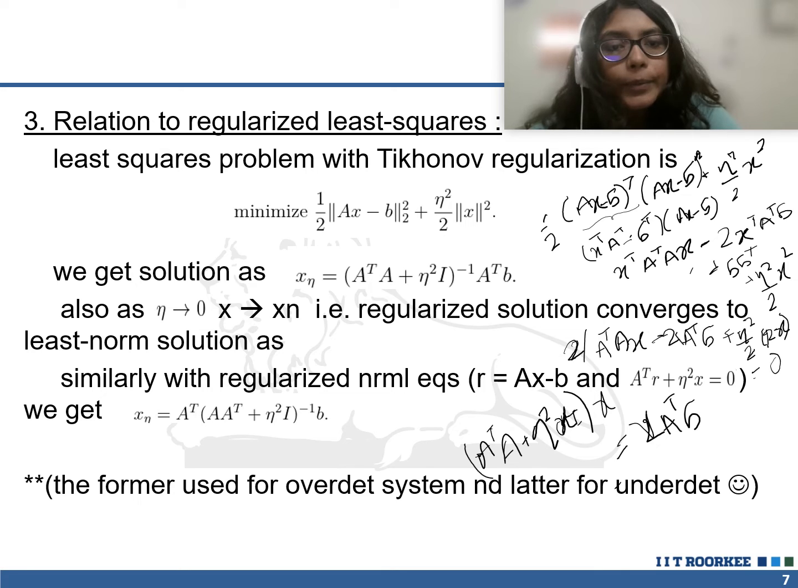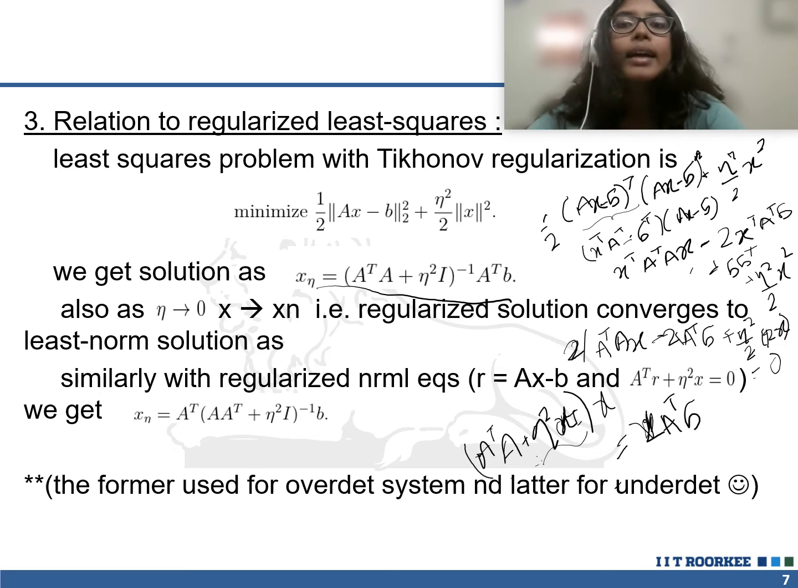So now x can be written using A transpose A plus η²I, which is invertible. So x equals (A transpose A plus η²I) whole inverse into A transpose b. This is what we can see here: x equals (A transpose A plus η²I) inverse A transpose b. So x is written as x_η since it depends on η.